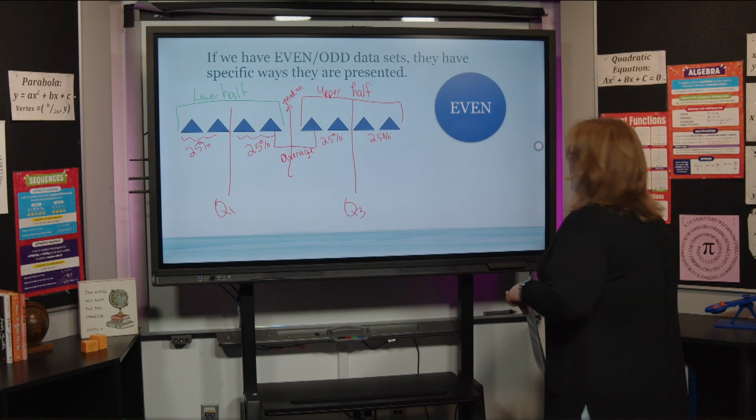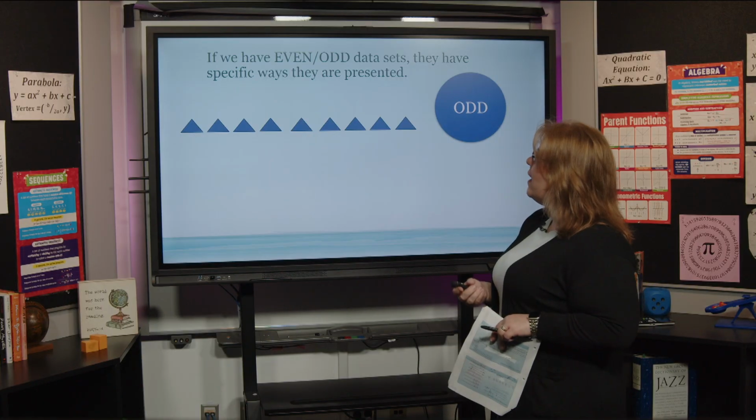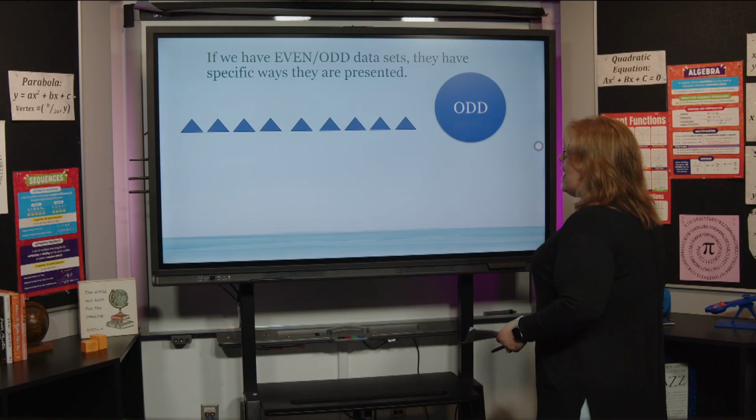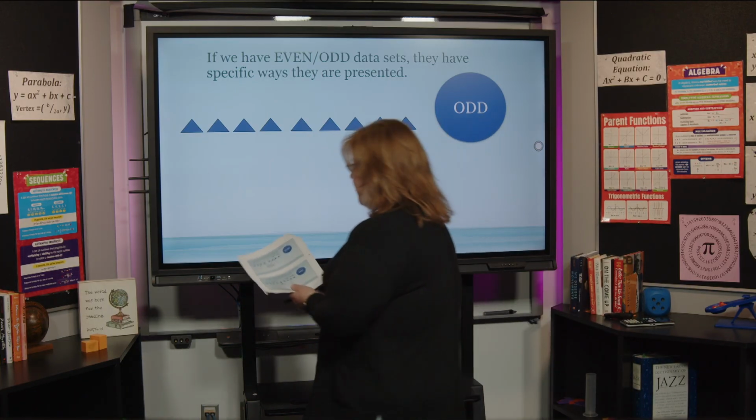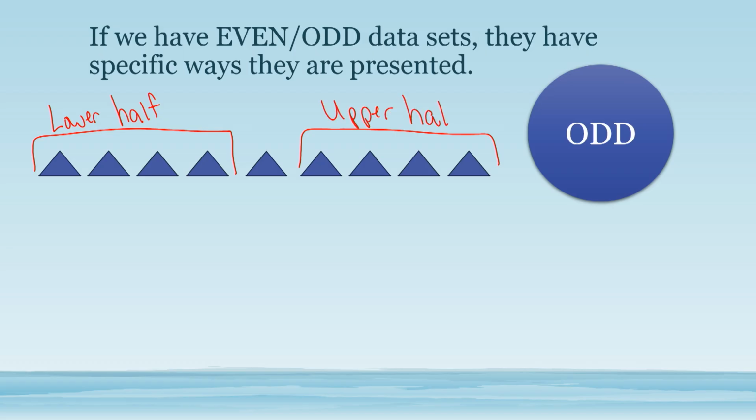All right, so now let's look at the next one. The next one is an odd data set. They have a specific way to be represented as well. So let me go ahead and label this odd data set. So here we go. The first thing you need to know is I have what? 9 points. So I'm going to put this down here, 4 points, as my lower half. Then I have 1, 2, 3, 4 as my what? Upper half.